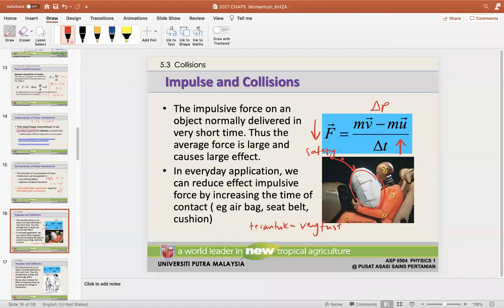And a bunch of other stuff, they also use this concept for collision. So in everyday application, we can reduce the effect of impulsive force by increasing the time of contact. Okay, so the seatbelt also works in the same way. You are in contact with the seatbelt during collision. You go forward, but the forward motion takes longer compared to when you don't have a seatbelt. Without a seatbelt, you hit the front seat directly. If you have a seatbelt, you are in contact with it for a longer time and then go backwards. So that is increasing the time, reducing the force on your body, so no broken bones. So always use your seatbelt.